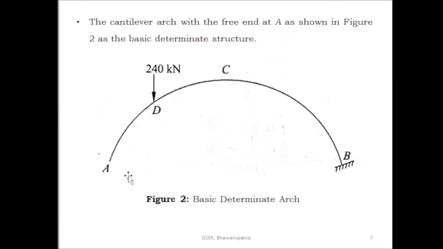This is the basic determinate arch, the cantilever arch with the free end at A. After taking the redundants VA, HA and MA, this becomes the cantilever arch with the free end at A as shown in the figure, and the load is present. This is the basic determinate arch with the external loading 240 kN.